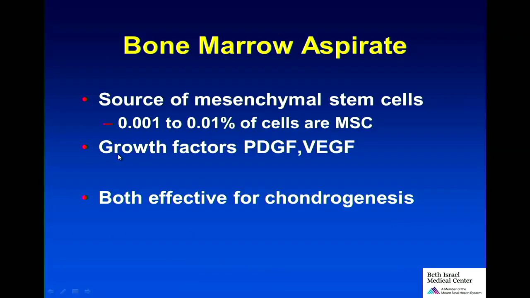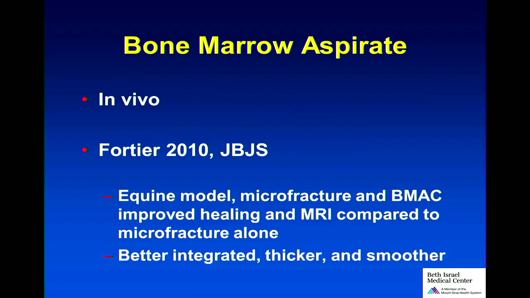The bone marrow aspirate is another technique described. This is a source of mesenchymal stem cells, although really a low percentage, but they do contain different growth factors which are effective for chondrogenesis. There are in vivo studies.